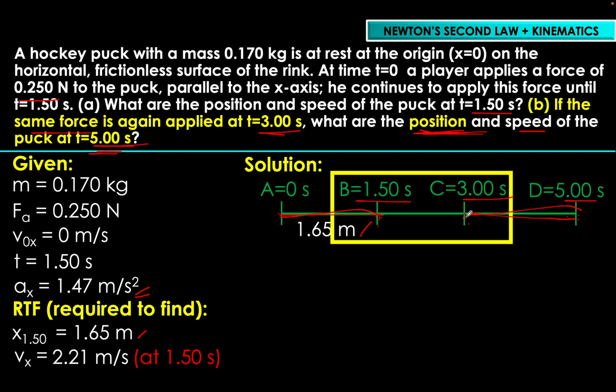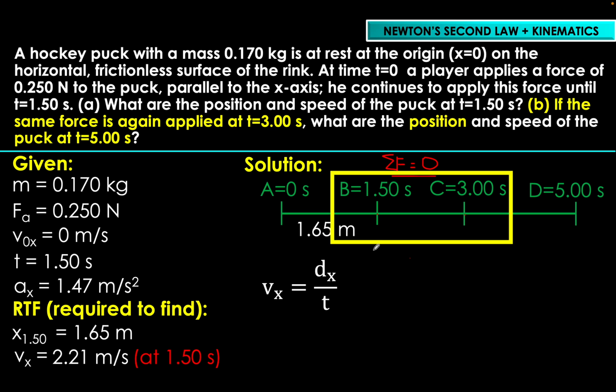It is obviously moving at constant velocity because if you think about it, from point B to C, the net force acting... Sorry for this. Let me erase that. Okay, so again, the net force acting on the hockey puck from point B to point C is actually 0. What does it mean? If the net force or the applied force is not acting from B to C, it means that it's not accelerating. Therefore, the velocity is constant and the equation you have to use to solve for that velocity is d sub x over time, okay?